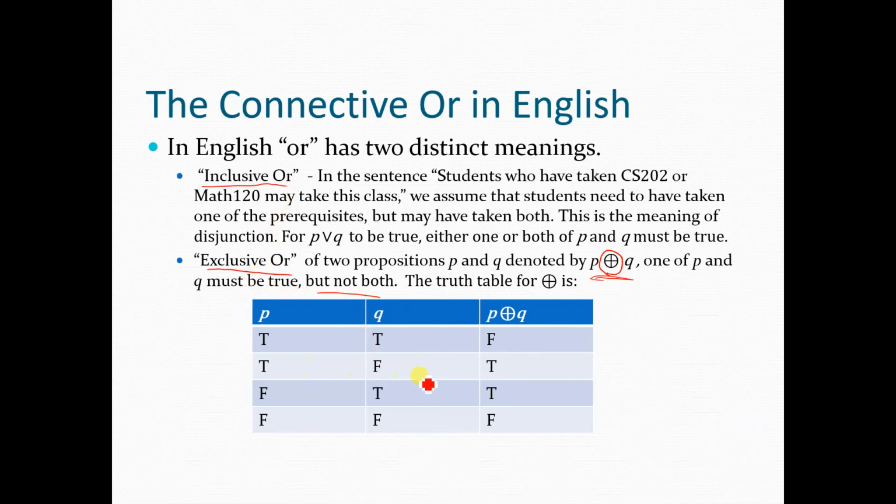So you can see that this is true only when one of P or Q is true. So this is false when both are true. This is false when both are false. So this is called exclusive or.